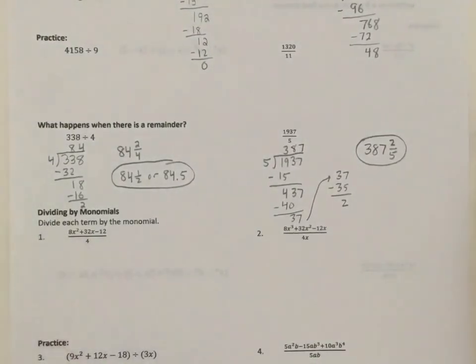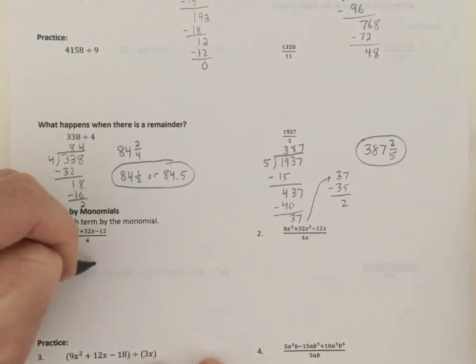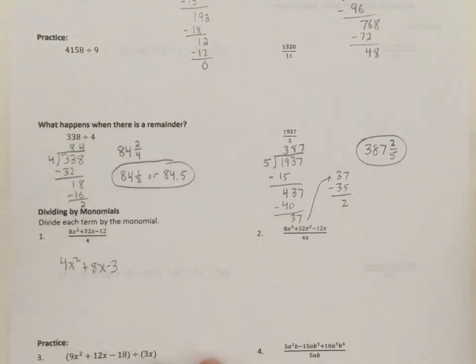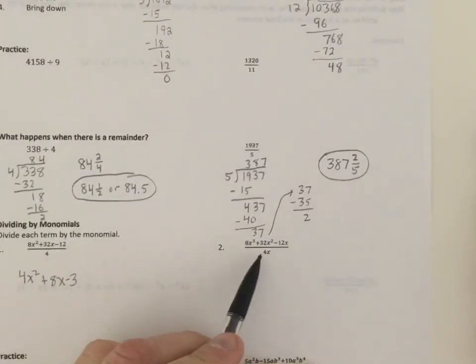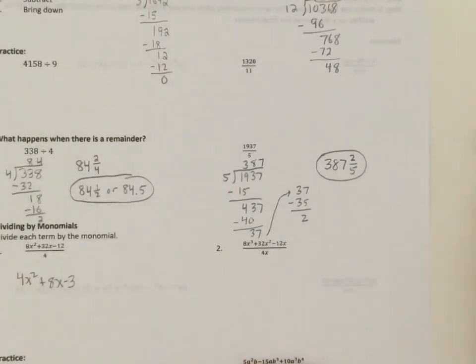Or you could also just take out a GCF of 4 originally, and those 4's cancel out. So in this case, I'm just dividing everything by 4: 4x squared plus 8x minus 3. Same with this one. Again, I could pull out a GCF at the top, which would be 4x, and then my 4x's cancel, or everything is divisible by 4x.